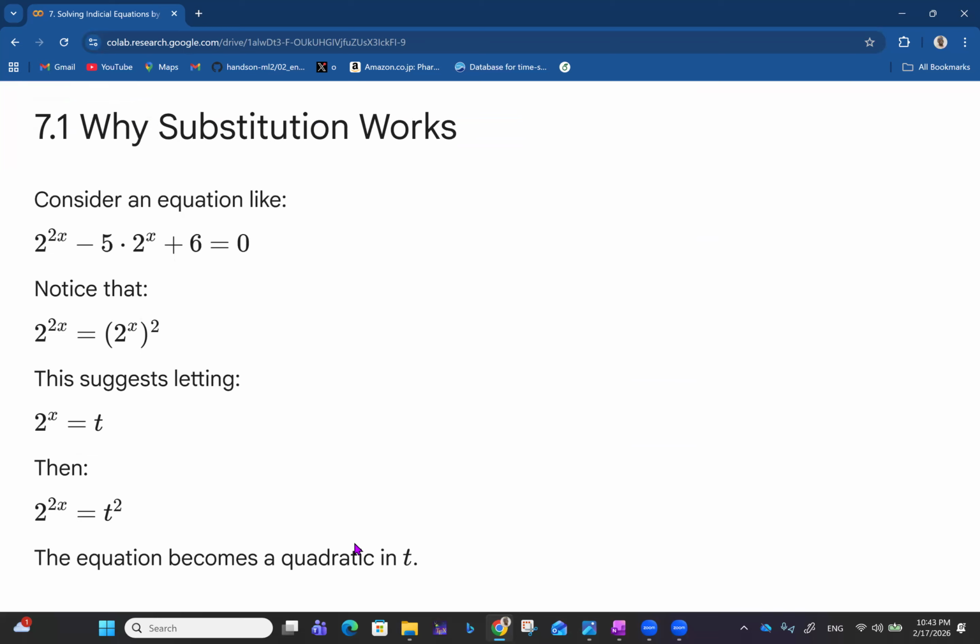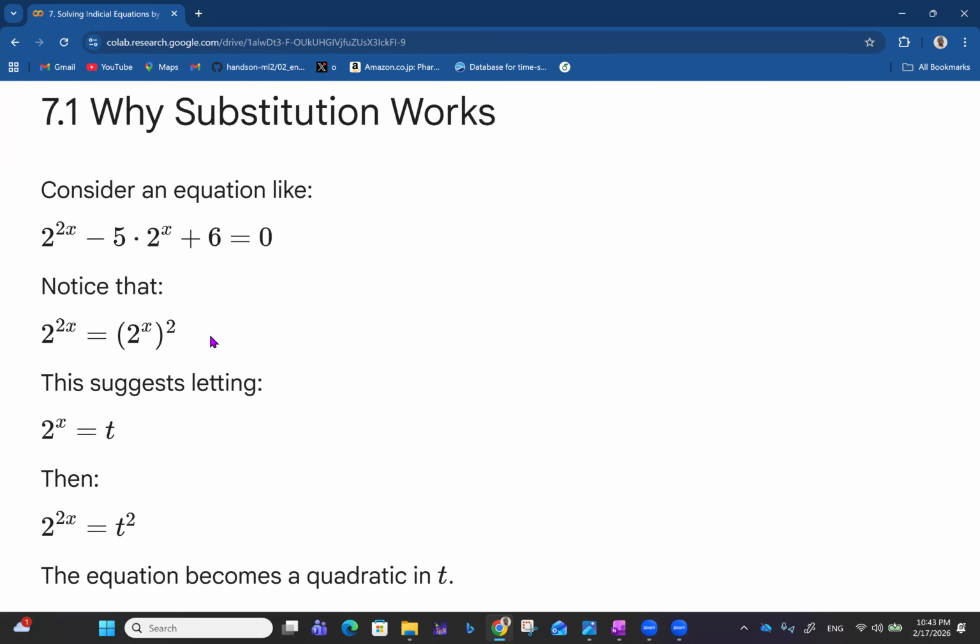So the question is, why does this work? Consider this equation: 2 raised power 2x minus 5 dot 2 raised power x plus 6. Now, this dot means 5 times 2 raised power x. So when you see this dot in between an expression like this, it's multiplication, not a decimal. Make sure you get that. Maybe another way to make it nice is to say 5 bracket 2 raised power x. But once you see this dot, we know it's multiplication.